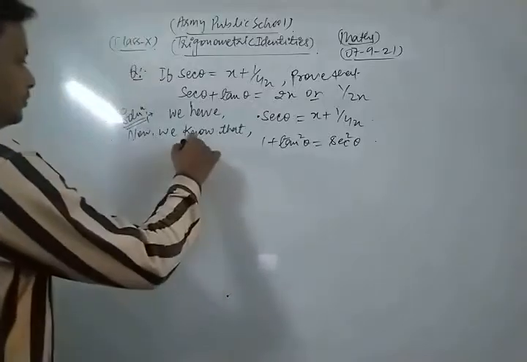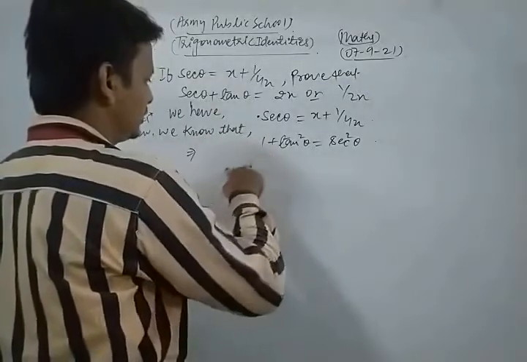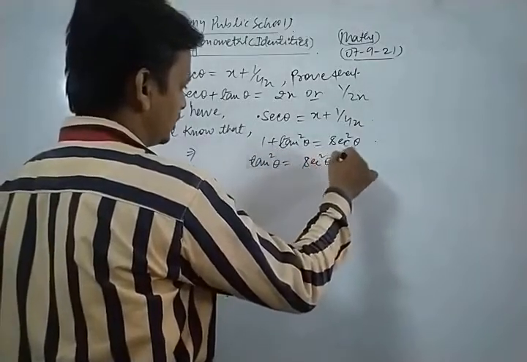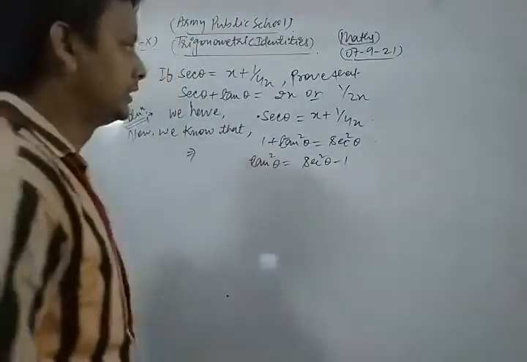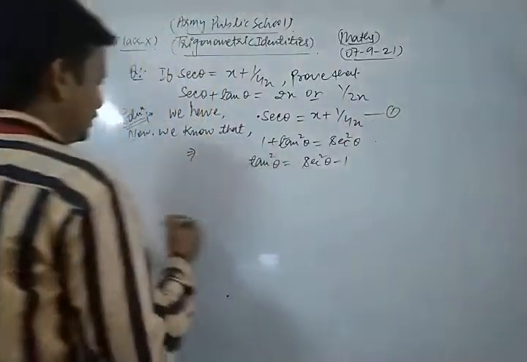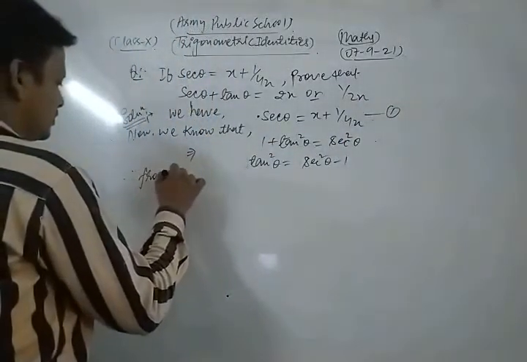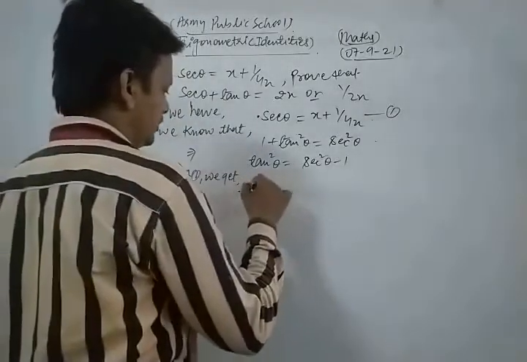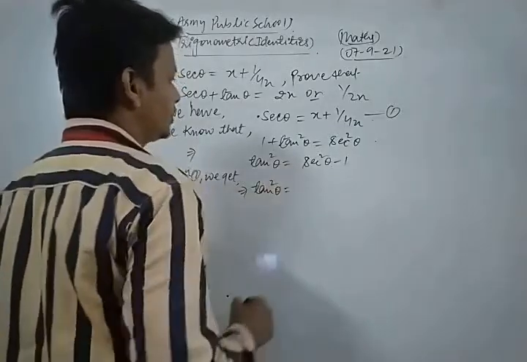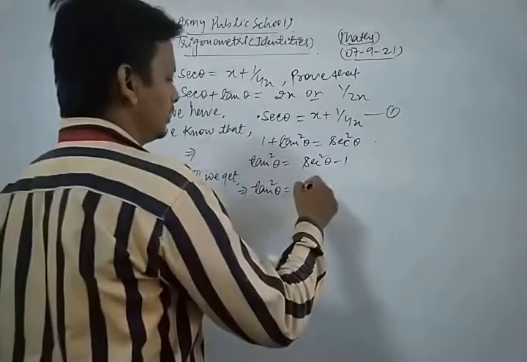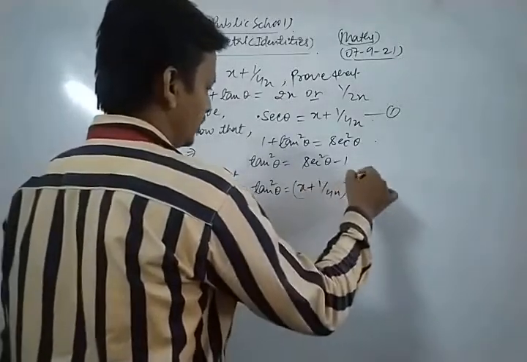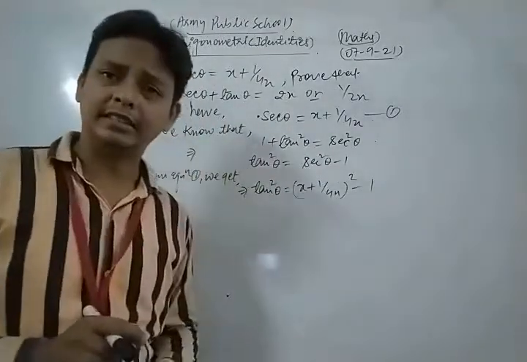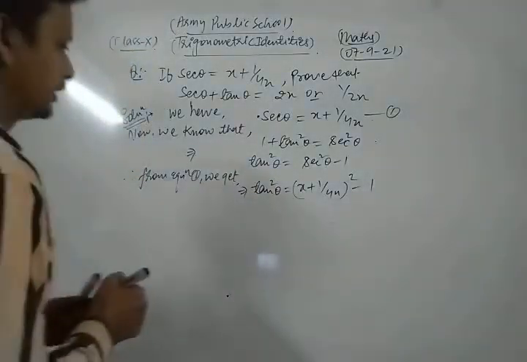Now we can write tan square theta is equal to sec square theta minus 1. Now we put the value of sec theta, taking equation number 1. From equation 1 we get tan square theta is equal to sec square theta minus 1, where the value of sec theta is x plus 1 upon 4x, whole square, minus 1. We just put the value of sec theta.